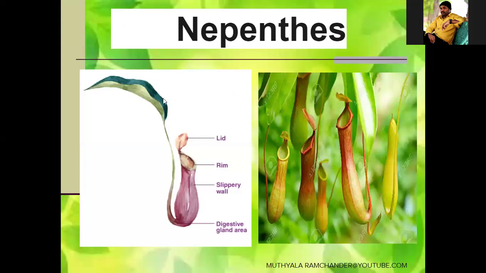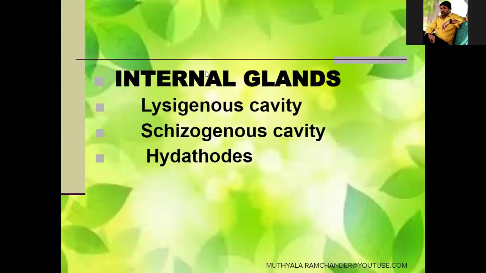And in Nepenthes, the plant leaf is modified into a pitcher-like structure. It contains a lid, rim, slippery wall, and digestive gland area. If any insects or animals, like rats, enter the pitcher, the digestive glands release chemicals, and any minerals or nutrients in that animal part are easily digested and absorbed by the digestive glands. These are the insectivorous plants, Nepenthes.